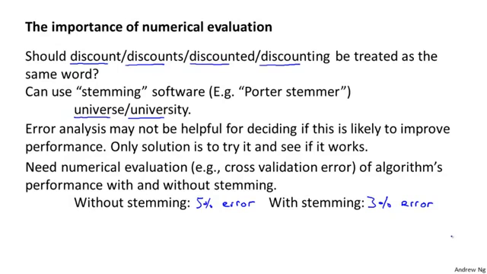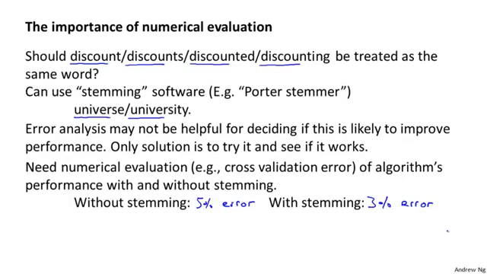For this particular problem, there's a very natural single real number evaluation metric, namely the cross-validation error. We'll see later examples where coming up with this sort of single real number evaluation metric may need a little bit more work, but as we'll see in a later video, doing so would also then let you make these decisions much more quickly of, say, whether or not to use stemming.